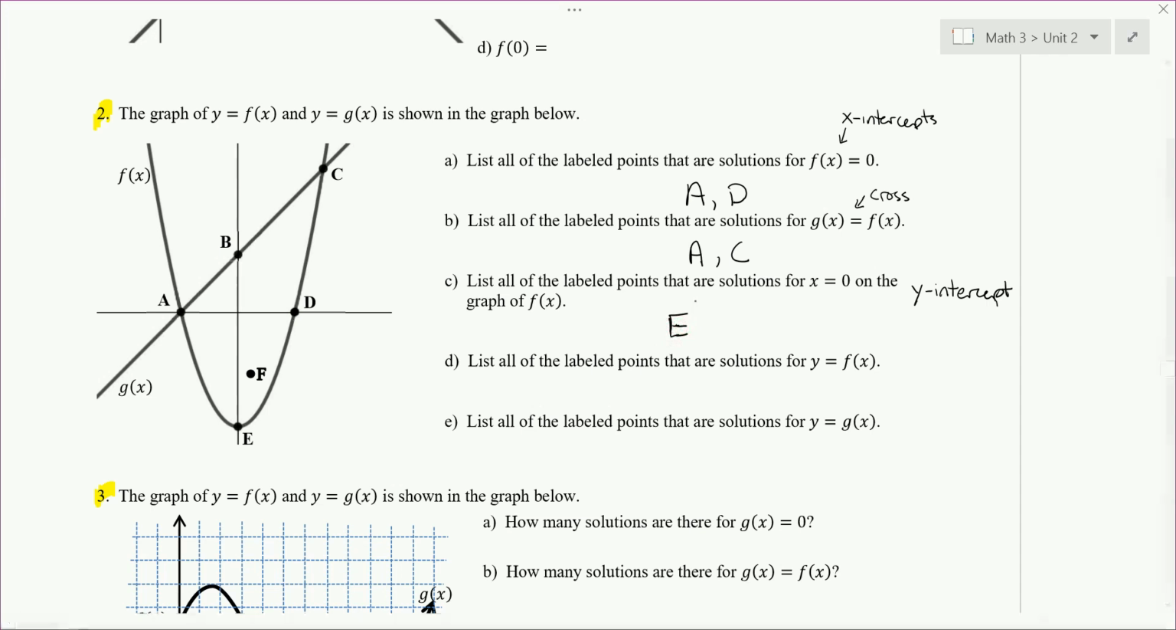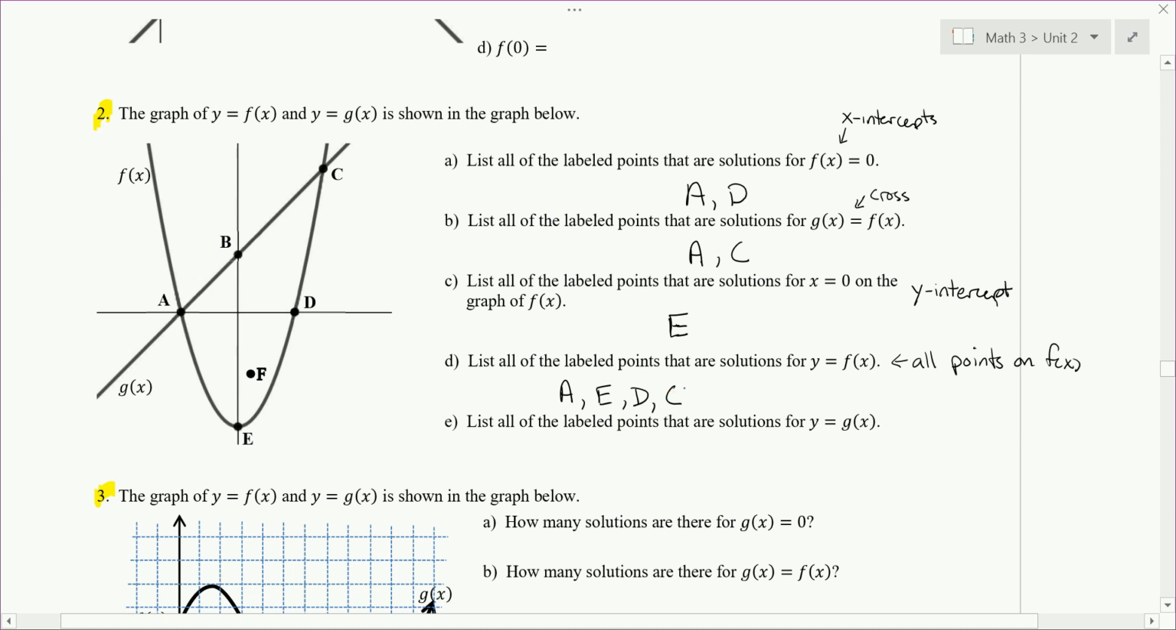Sorry, the y-intercept. D says to list all the labeled points that are solutions for y equals f of x. So these are just all the points on f of x that are labeled. f of x, or any continuous graph, is made up of an infinite number of points. So it's not asking us to list all those points, it's just the ones that are specifically labeled. So if we go along f and just list all the points that are labeled on f, starting with A, then E, then D, then C.